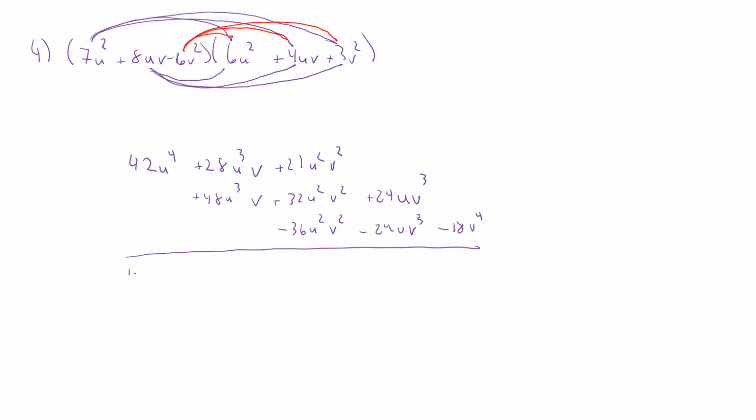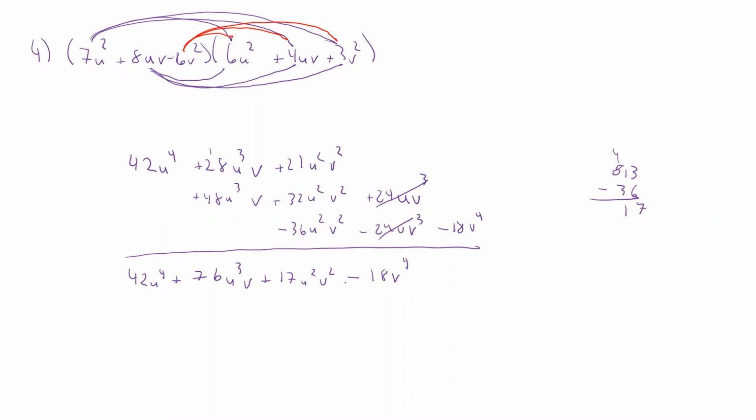So we go down here, that's going to be 42u to the fourth plus, now we have 8 and 8, 16, carry the 1, that's 76 u cubed v. And now, let's see, it looks like it's going to be a positive. So we're going to have 21 plus 32 is going to be 53 minus 36, borrow, so it's going to be 17. So it's going to be plus 17 u squared v squared. Well, those nicely cancel, so we don't have anything there. Then minus 18v to the fourth.